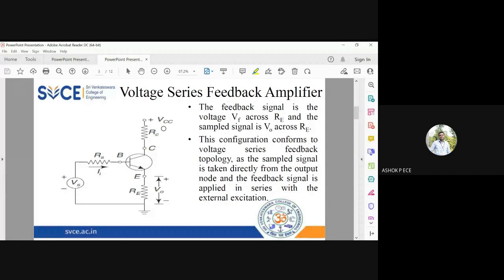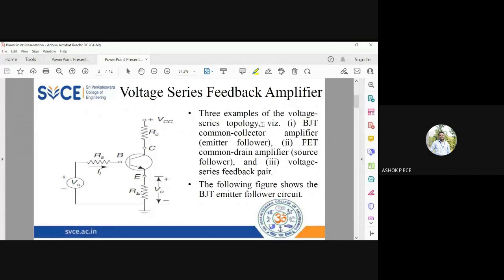Okay, and see here, voltage series. First we'll take voltage series, and we have three examples in voltage series amplifier. One is the BJT common collector amplifier. It is called an emitter follower. The other name for common collector is emitter follower. The equivalent of common collector in BJT, in FET we have common drain. That is called a source follower. And the last one, voltage series feedback pair. So when I connect two amplifiers in cascade, that is going to be the voltage series feedback pair.